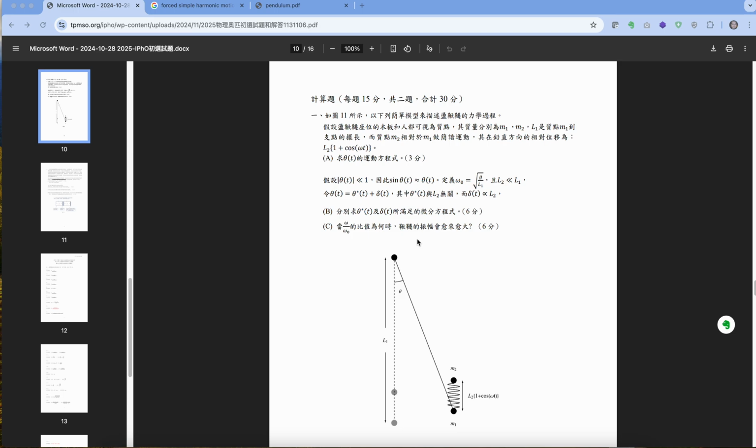Today we are going to take a look at one of the exam questions in the Taiwan International Olympiad primary test. The URL is shown here, and there's an interesting question about a pendulum with mass m1 attached to a smaller mass m2 with a coil in between them. So let's find out the differential equation of this system.